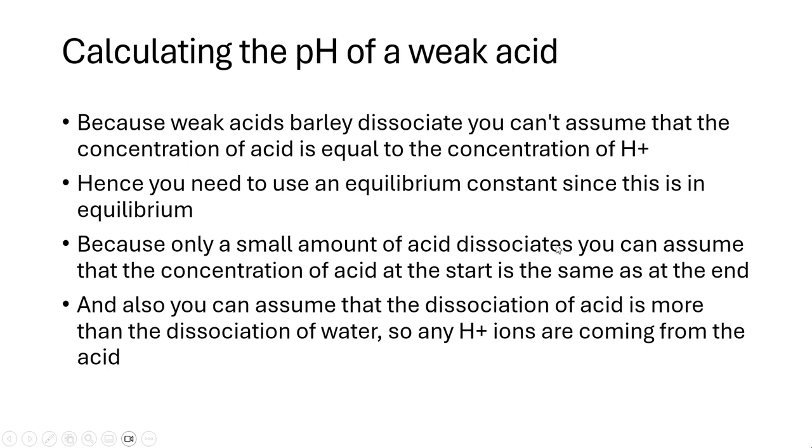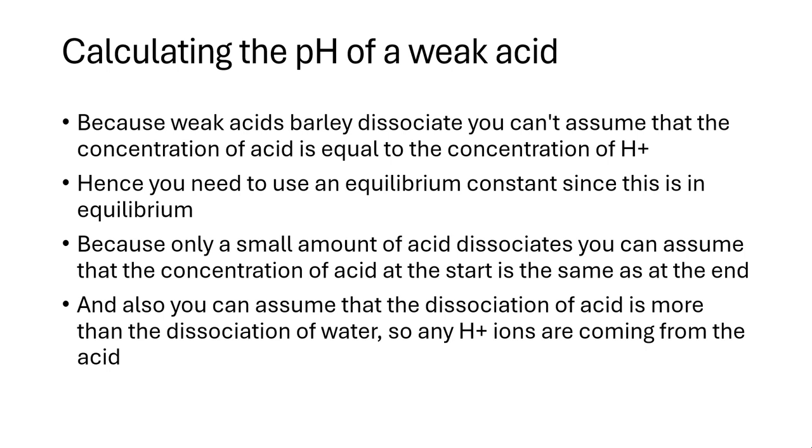Calculating the pH of a weak acid, sorry. Because weak acids don't really dissociate that much, you can't just assume that the concentration of acid is equal to the concentration of H+. For HCl, you could do that, because you can assume that's all basically going to dissociate. But for weak acids, it barely dissociates, so therefore not a lot of H+ is being produced, so you can't just say they're the same, because the concentrations are definitely not the same. So hence you need to use the equilibrium constant, since this is an equilibrium equation, it's a reversible reaction.